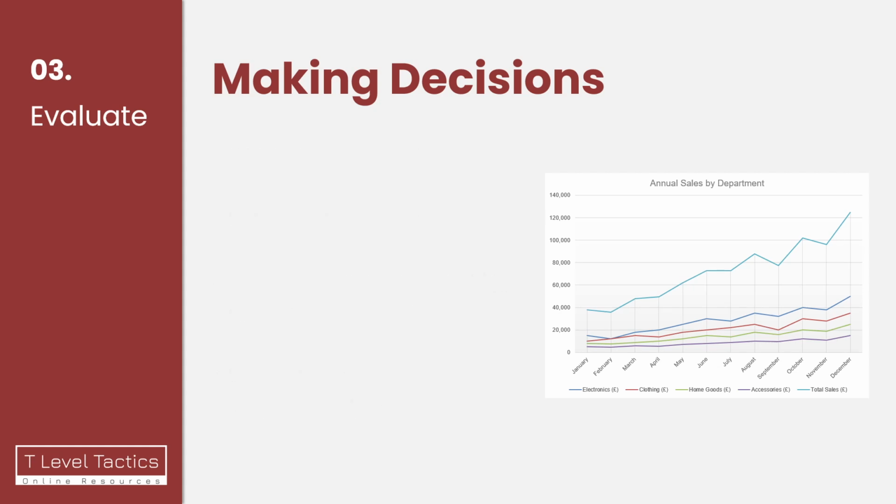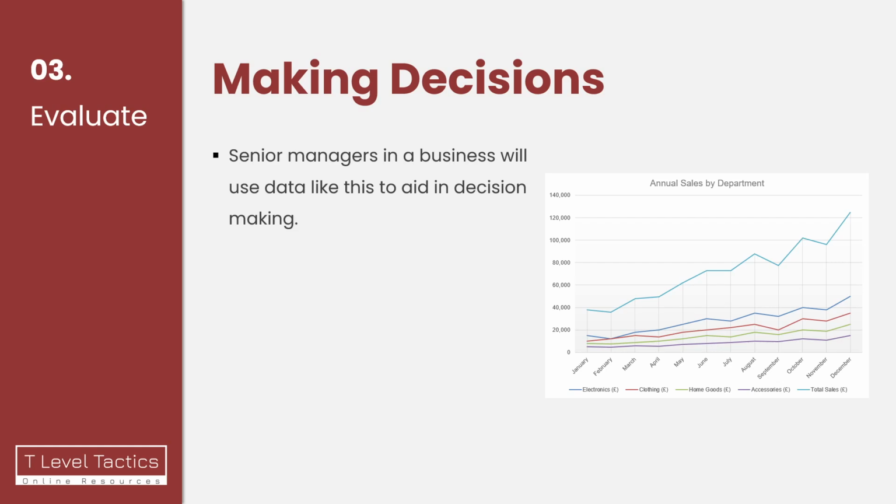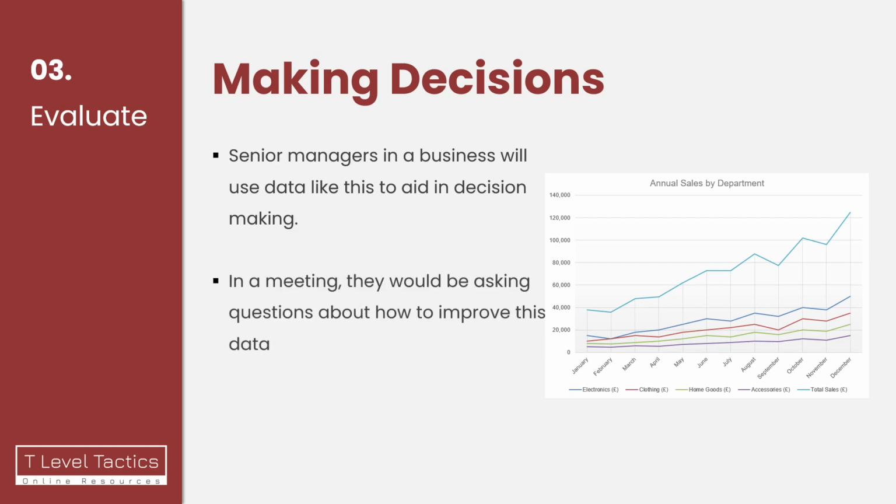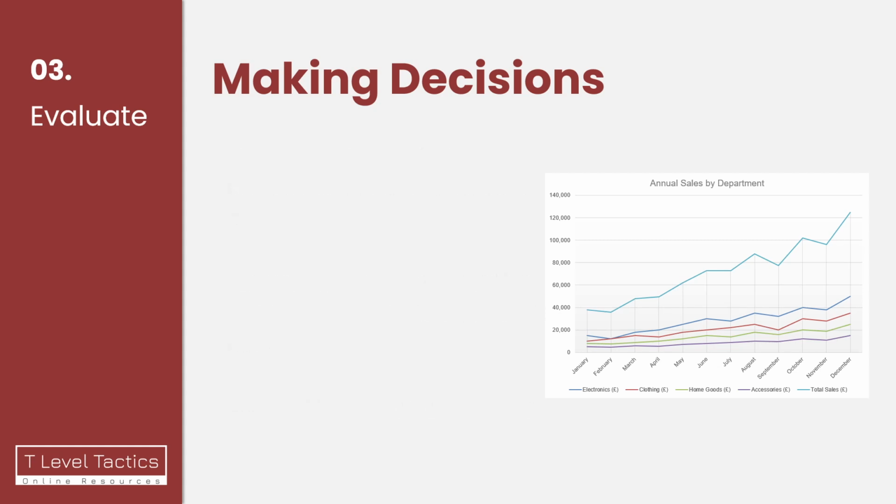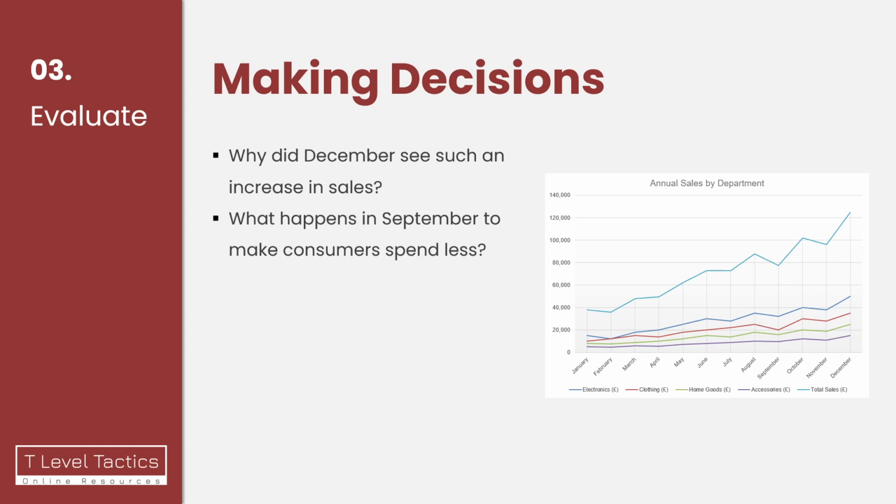Senior managers in a business will use data like this to aid in their decision making. In a meeting, they'll be asking questions about how they could improve this data and what the business will need to do to get there. They could ask questions such as, why did December see such an increase in sales? What happens in September to make consumers spend less?